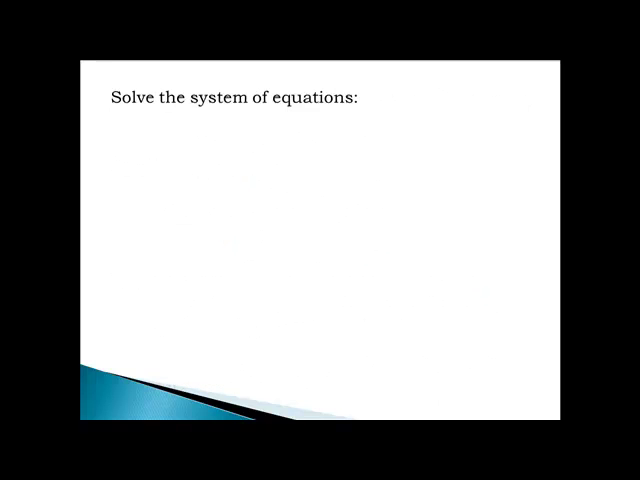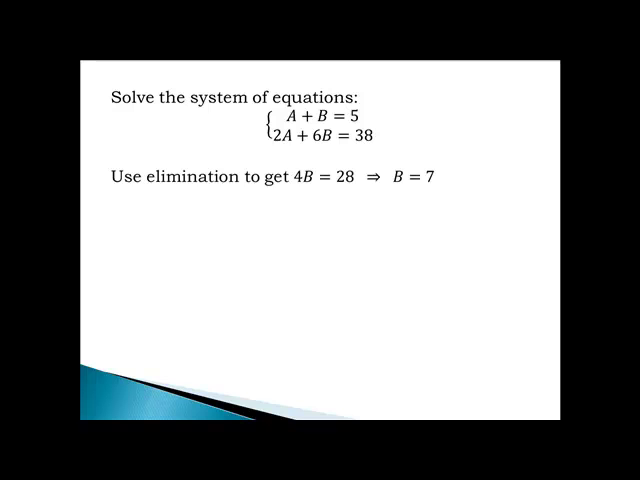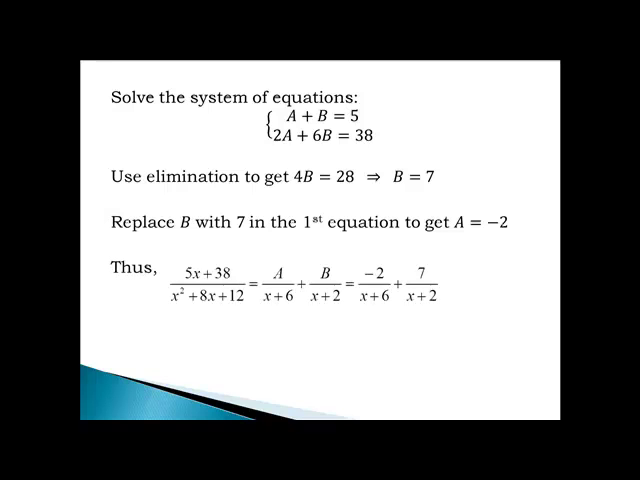I'll again solve the system of equations. I know that a plus b is equal to 5, and 2a plus 6b is equal to 38. I'll multiply equation 1 by negative 2 and get that 4b equals 28 through the process of elimination, which means that b must be equal to 7. Replace b with 7 in the first equation, I get that a is equal to negative 2. Thus, my partial fraction decomposition of 5x plus 38 divided by x squared plus 8x plus 12 is negative 2 divided by x plus 6 plus 7 divided by x plus 2.